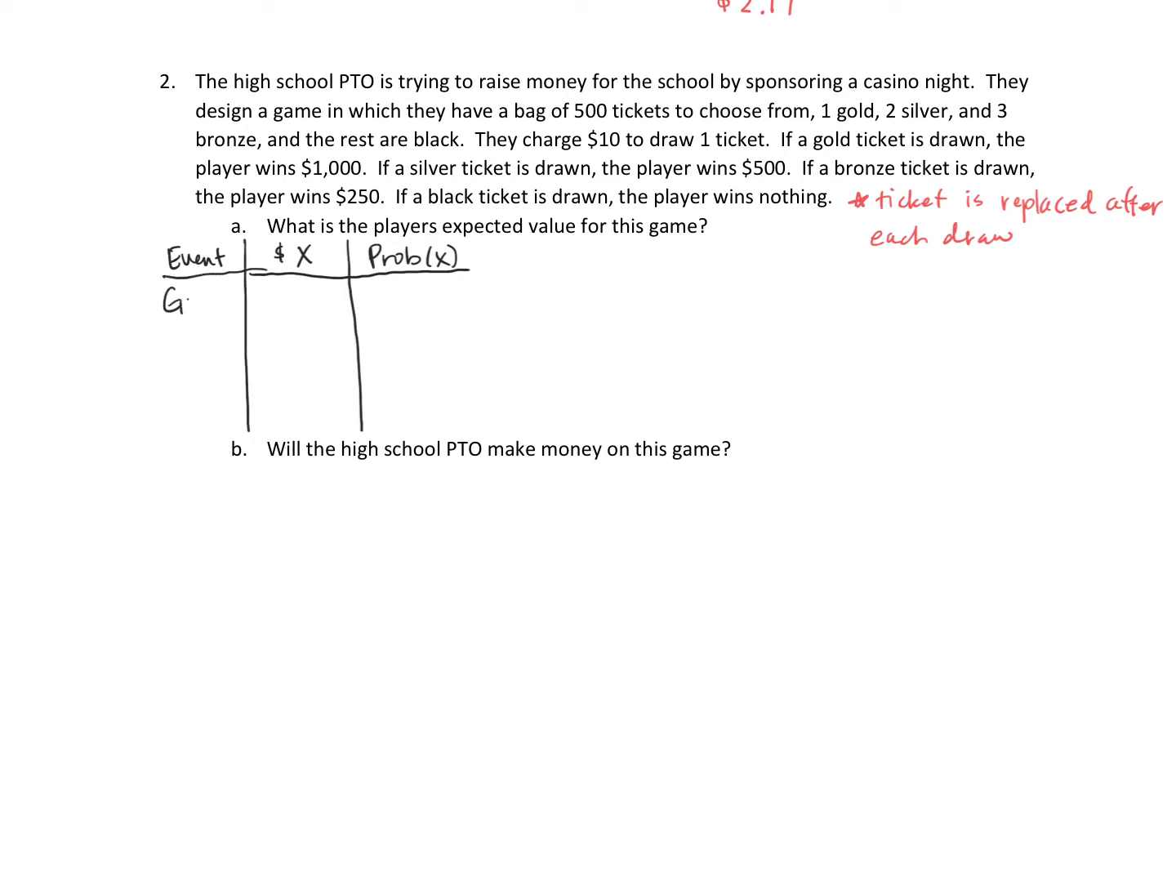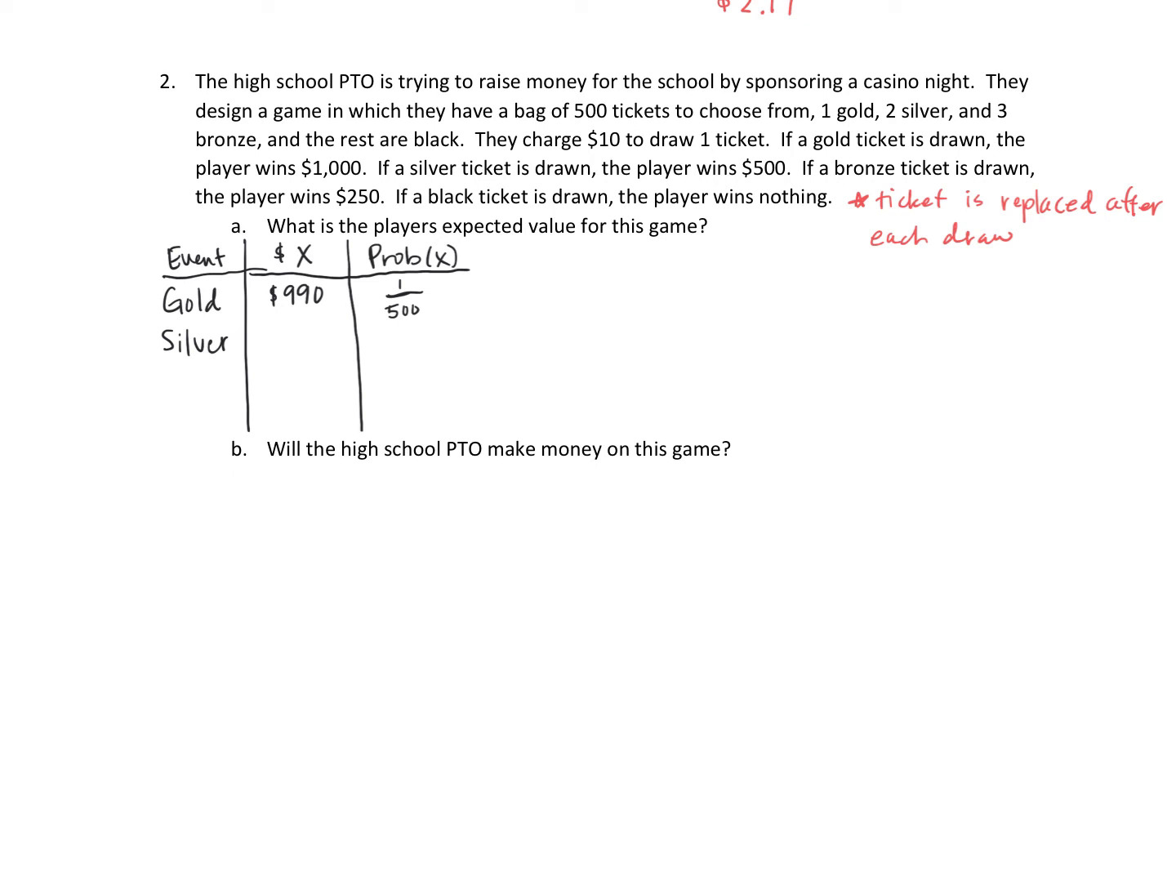So one thing that can happen is that you draw the gold ticket. There's one gold ticket out of 500 tickets, so the probability of that happening is 1 out of 500. The amount of money you'll win if you draw a gold ticket is $1,000. But remember that you paid $10 to play, so your net profit there will be $990. They still have the $10 you gave them, and then they'll give you $1,000. So you're earning $990.